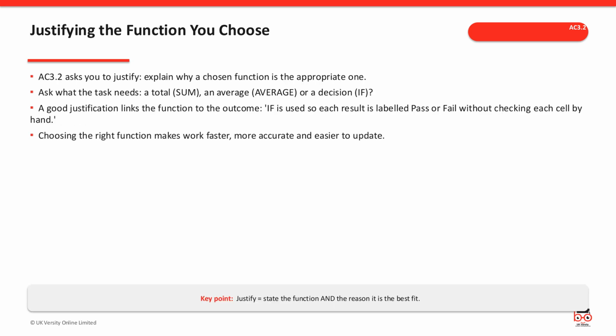This outcome asks you not just to use a function, but to justify it, to explain why it's the right one. Start from what the task actually needs. A total points to SUM, a mean to AVERAGE, a decision to IF. A strong justification ties the function to the outcome. Something like: IF is used, so each result is labeled pass or fail automatically, without checking every cell by hand. Naming the function is half the answer. Giving the reason it's the best fit is the other half.